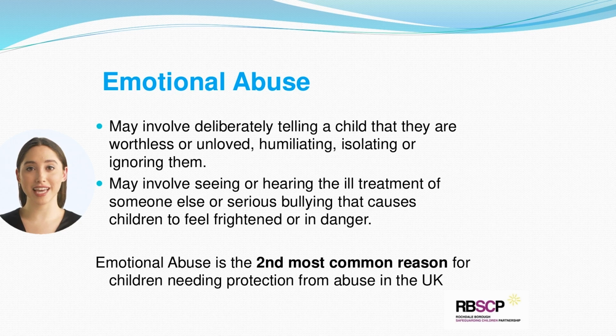Emotional abuse is the next category. This is where a child is belittled, humiliated, isolated, or ignored. Emotional abuse is the second most common reason for children needing protection from abuse in the UK.